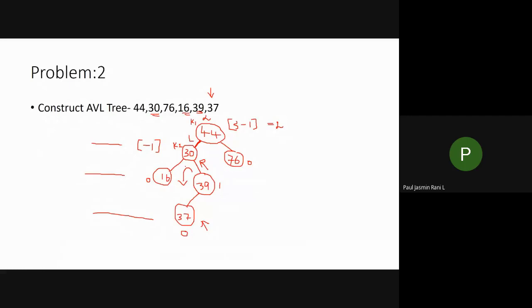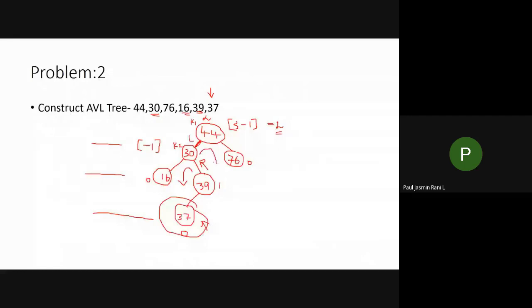Yes, ma'am. Now this one is your alpha node. K1 is your alpha node. Because of this you will get the value as 2. Where this one is inserted, it is inserted at the left subtree. So this is the left subtree and this is the right subtree. So you have to go for your double rotation. I am moving this one. When you go for a right rotation, anti-clockwise, you have to move your 39 upwards and bring this 30 downwards. Your clockwise rotation like this.